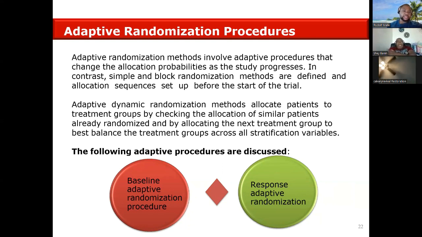We're looking at the adaptive randomization process. Adaptive randomization involves adaptive procedures that change the allocation possibilities as the study progresses. In contrast, simple and block methods define an allocation sequence from the start of the trial. So with simple and block randomization, when the study starts, that method is going to go through the entire study. But with the adaptive process, as the study goes along, things change.